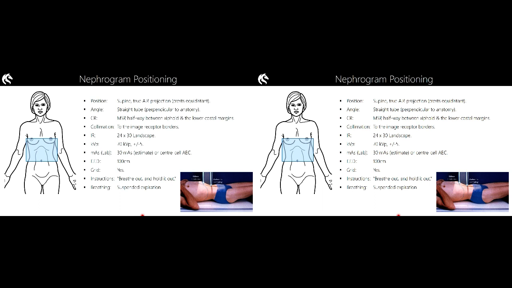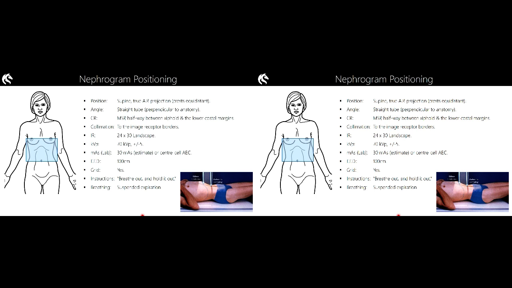Rather than utilising a 35 by 43 image receptor, you'll be using a 24 by 30 landscape. This is a reasonably tightly collimated projection. The centering point, rather than being at the midpoint of the lower costals and iliac crest, is much higher. In this one, we're going to be centering the mid-sagittal plane halfway between the xiphoid, that is the bottom of the sternum, and the lower costal margins. This level, halfway between xiphisternum and the lower costal margins, should correlate to the level of the kidneys averaged out.